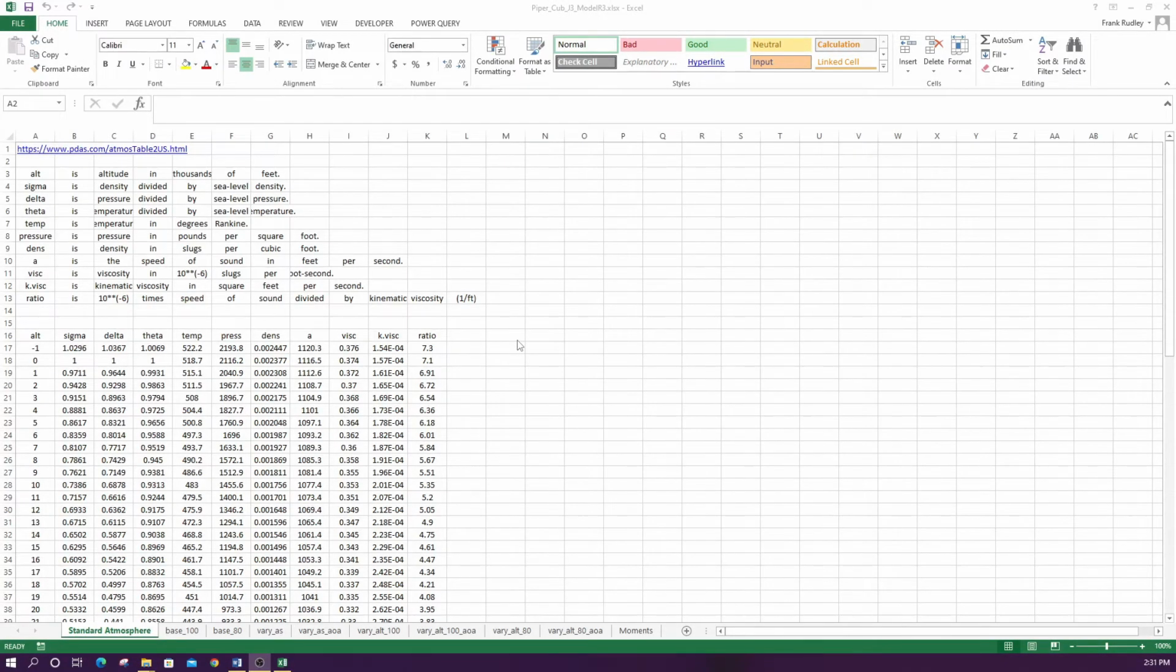So anyway, this is our Excel spreadsheet. The first thing I have in my Excel spreadsheet is just a standard atmosphere. I was able to download it from this website here, and you can get this from many different sources.